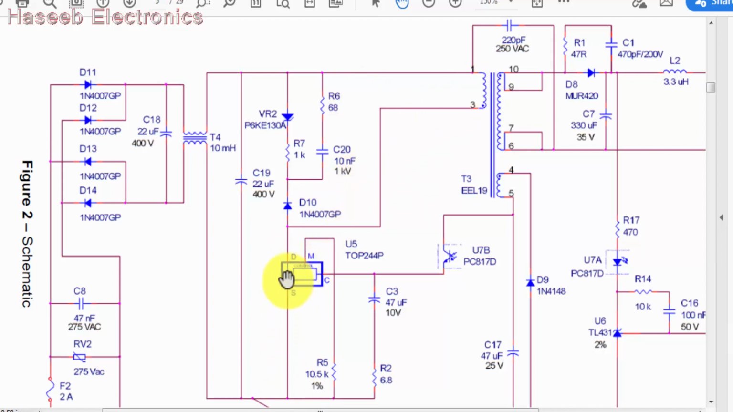How will it switch? The ground will apply to the primary winding. The positive voltage is applied to one side of the primary. The ground will be provided from this SMPS controller.